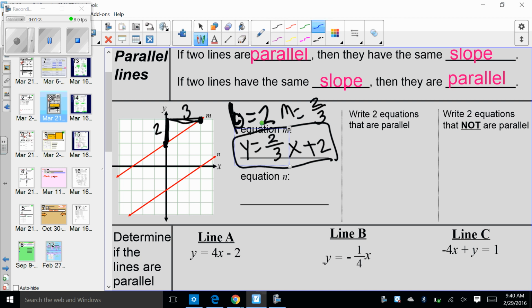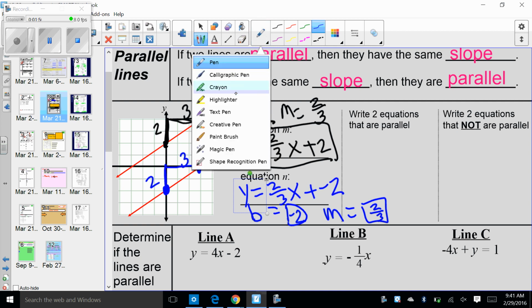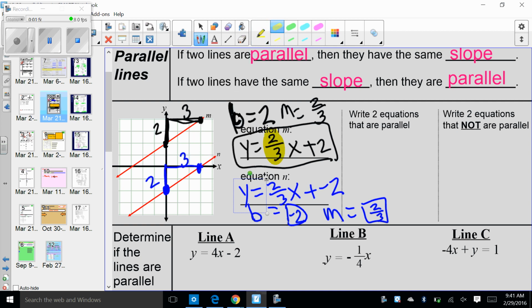Down in line N, looking for my y-intercept and looking for my slope. So my y-intercept is down here at -2. So my b is -2. My slope, I rise and run. So I'm going to rise 2, run 3. So my slope would be 2/3 again. So my equation then in this bottom one is y equals mx plus b, 2/3 x plus -2. If I take a look at just the slopes, you'll see that the slopes are the same. And when the slopes are the same, we end up with parallel lines.